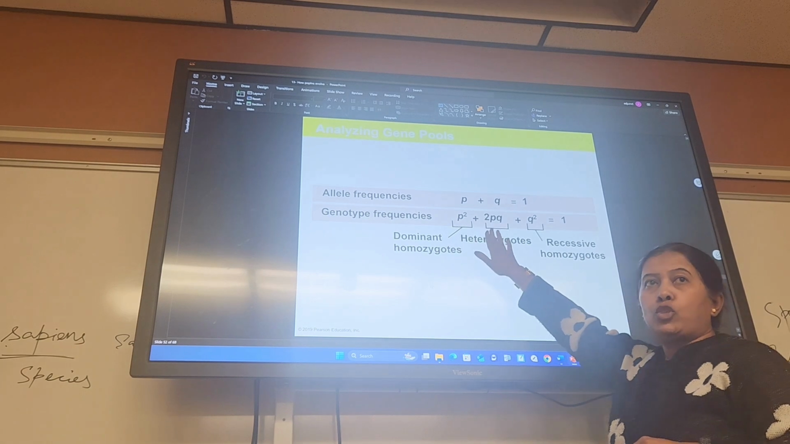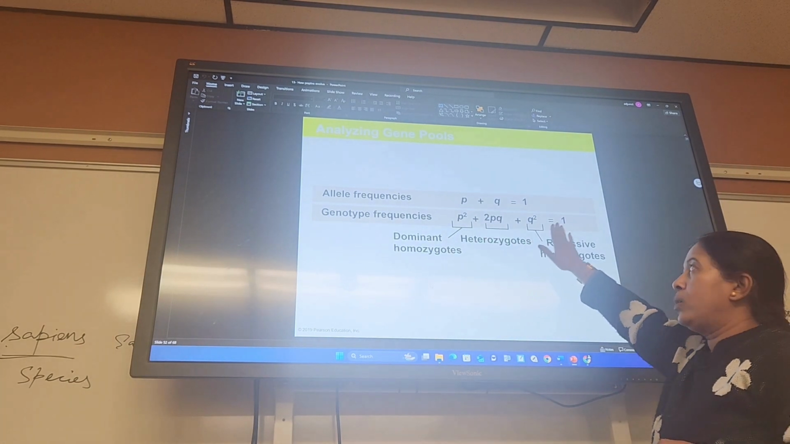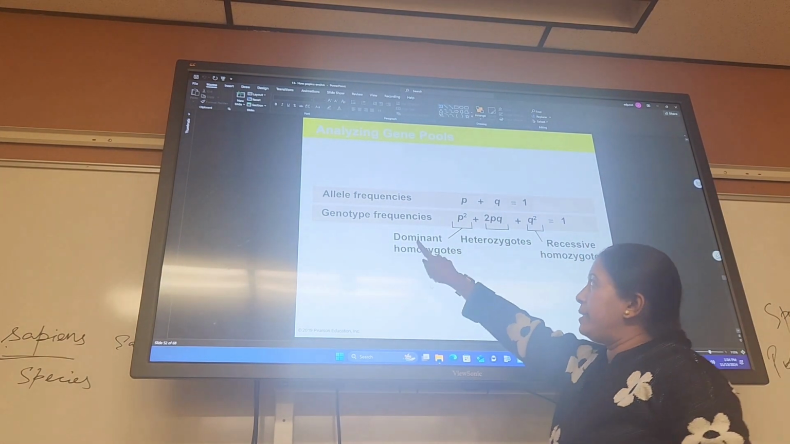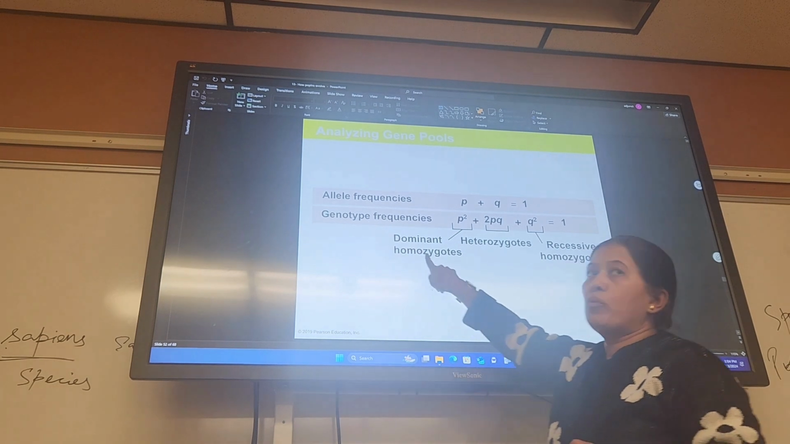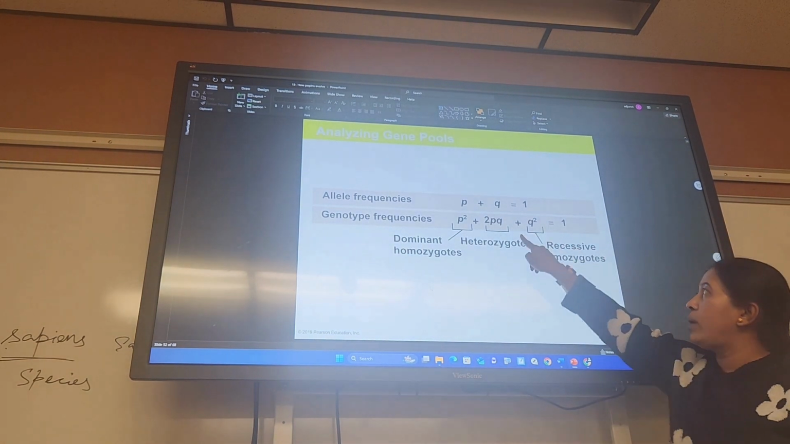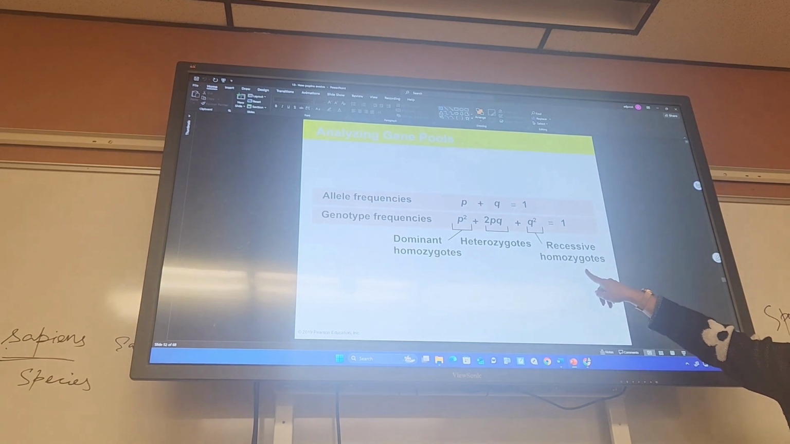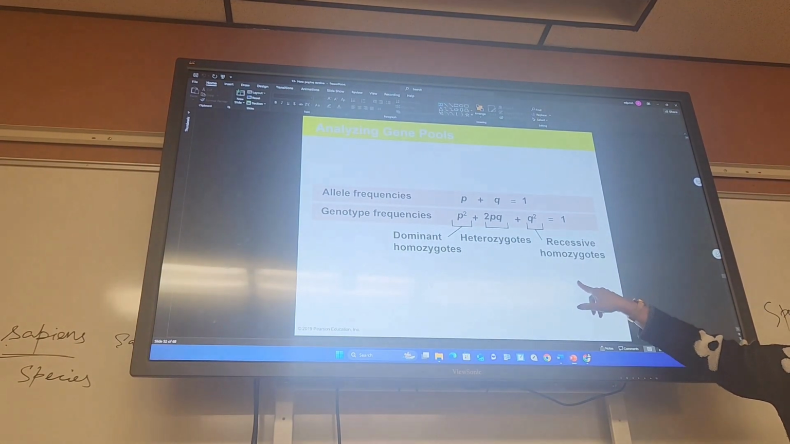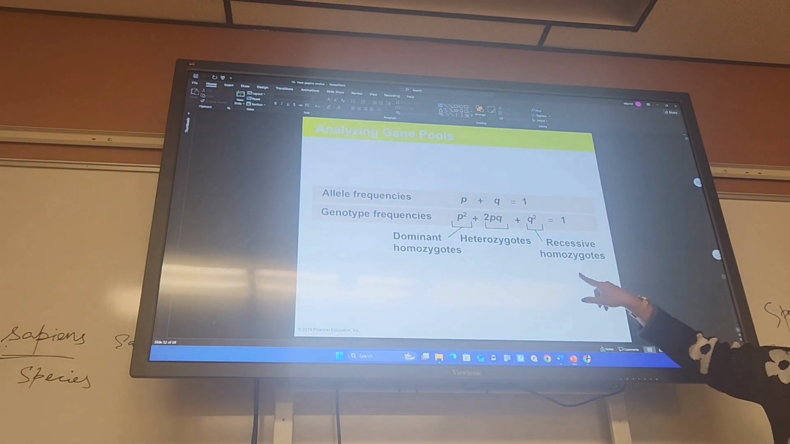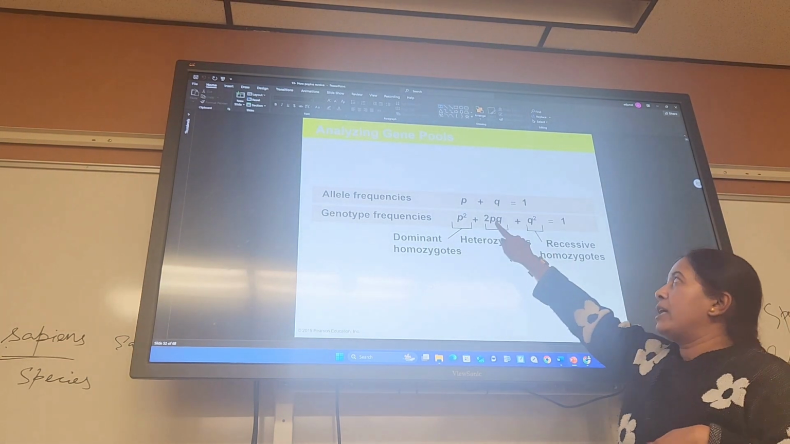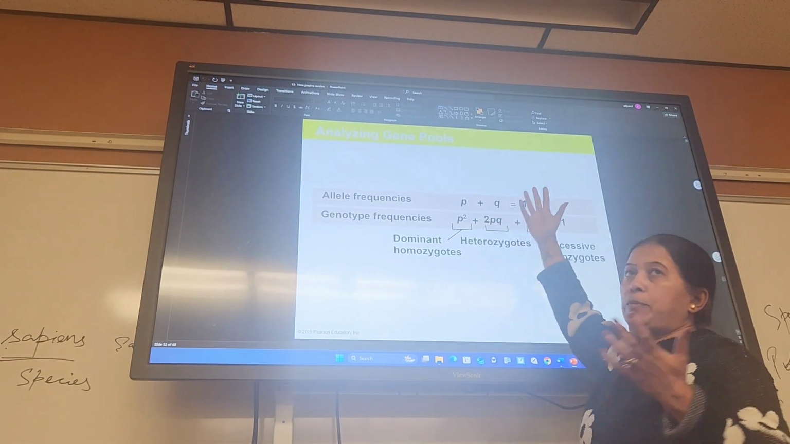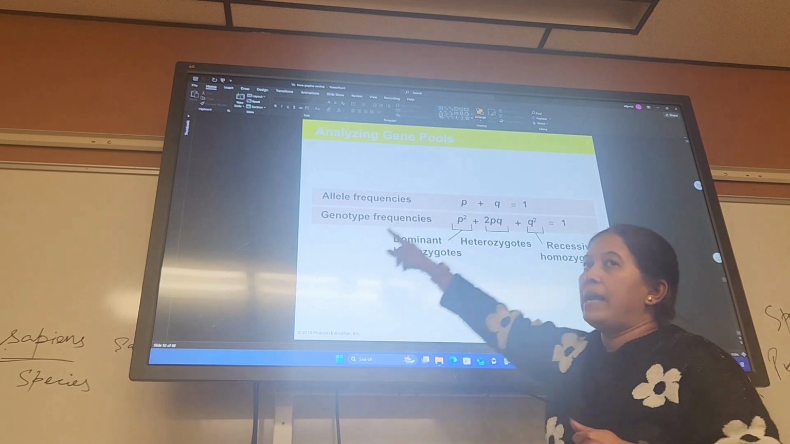p squared + 2pq + q squared = 1, where p squared is the dominant homozygous genotype, q squared is the recessive homozygous. You guys remember all these terms from the last module? Recessive, homozygous, heterozygous, right? We've covered all of these. And 2pq is the heterozygotes, where p and q are the allele frequencies.